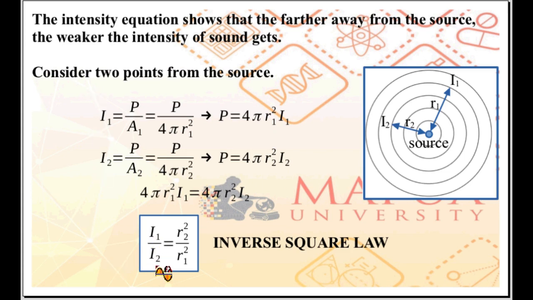I1 over I2 is equal to R2 squared over R1 squared, the inverse square law. If we know I1, we know R1, and we know R2, we are able to determine I2, even without knowing the power of the source, even without knowing power P. That's basically what the inverse square law tells us.